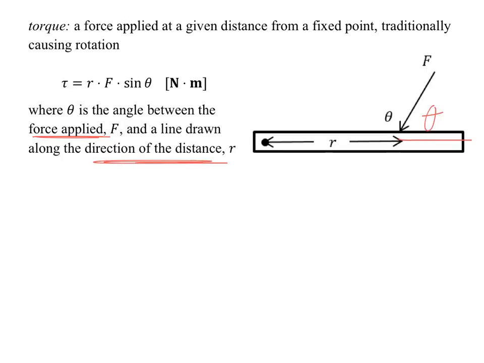Traditionally, clockwise is thought of as the negative direction. Counterclockwise is considered the positive direction. So let's write that down. Okay? So let's write down the understanding that we'll use, that clockwise is considered negative and counterclockwise is considered positive torque.